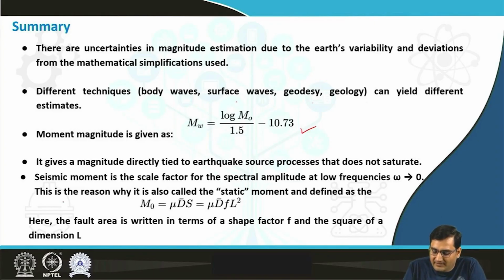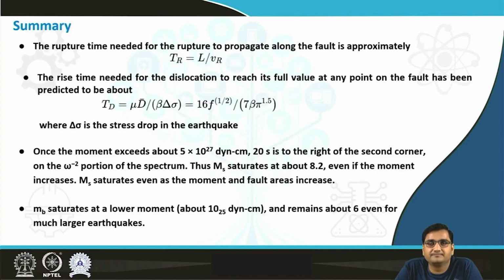Seismic moment is the scale factor for the spectral amplitude at low frequencies, that means omega tending to 0. This is the reason why it is called the static moment and defined as M0 is equal to mu D S. D is the slip, S is the area, and if you expand it further, it will be mu D F L squared. F is the shape factor and L is the dimension of the fault.